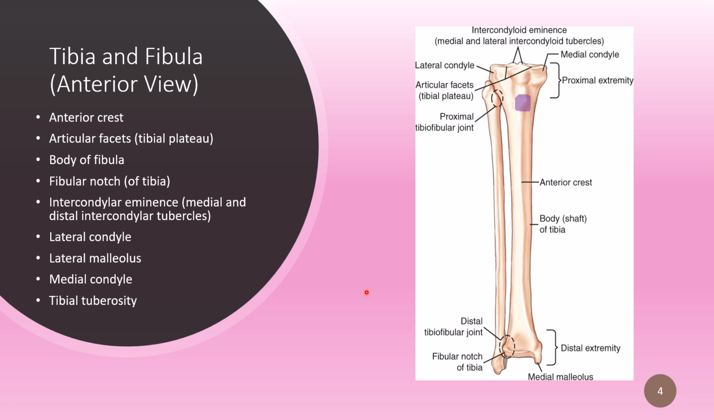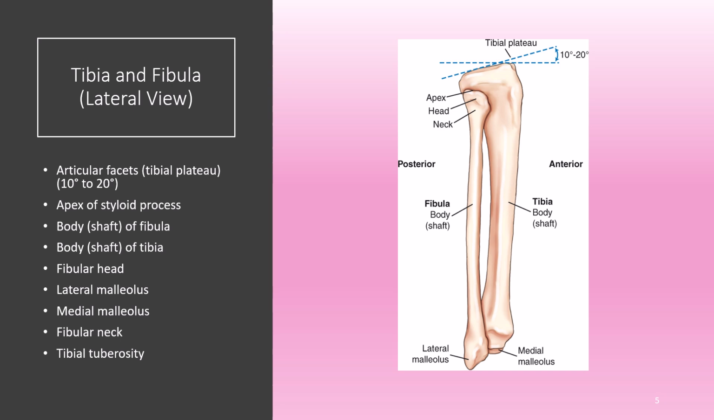Okay. If we look at this anatomy in a lateral view, this is on 218 as well, figure 6.18. I want to let you know that this tibial plateau right here, that they're looking at and showing you the 10 to 20 degree angle, is extremely important. It slopes posteriorly. So this is the front of the patient. This is the back of the patient.